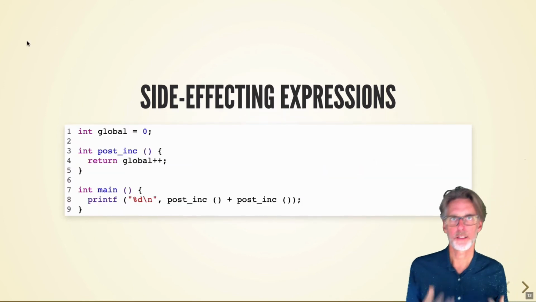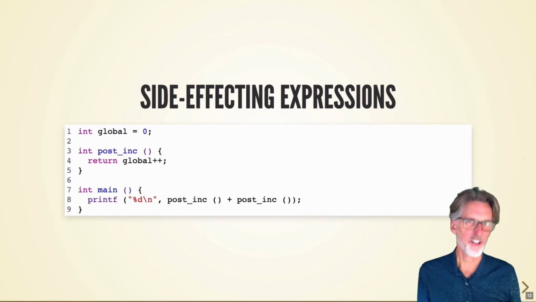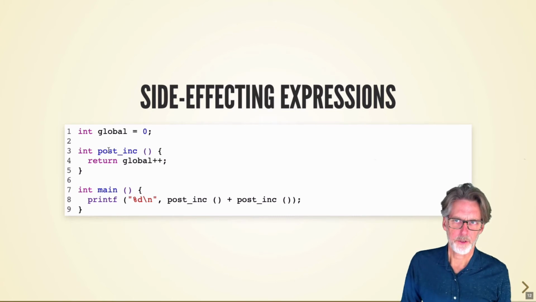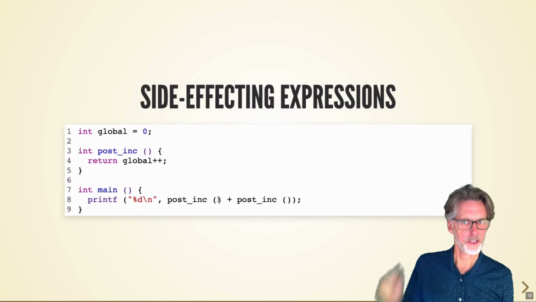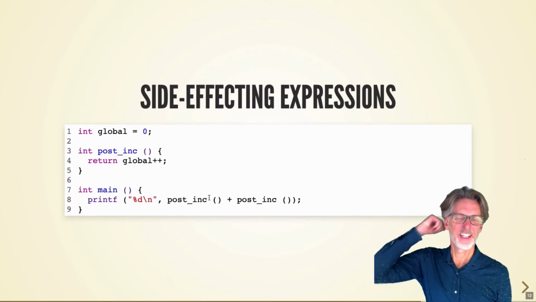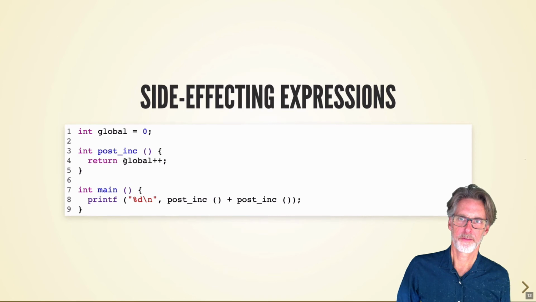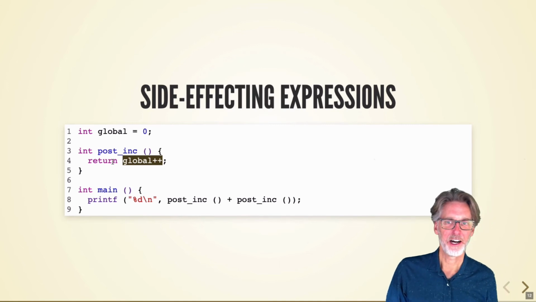It's difficult to determine what is a side-effecting expression in C because functions can include side effects. So here's an example where I have a function that updates a global variable. So let's see, what would we expect here? We'd expect 0 to be the result of the first call to post increment. So note that the post increment here is happening after the return. So we expect 0 and then 1.